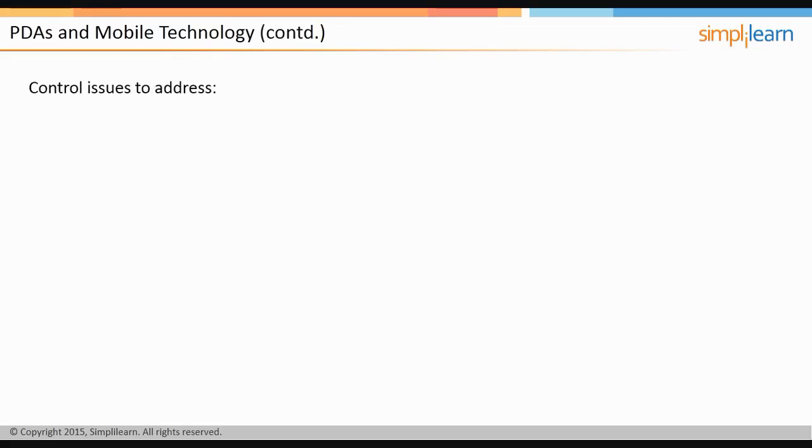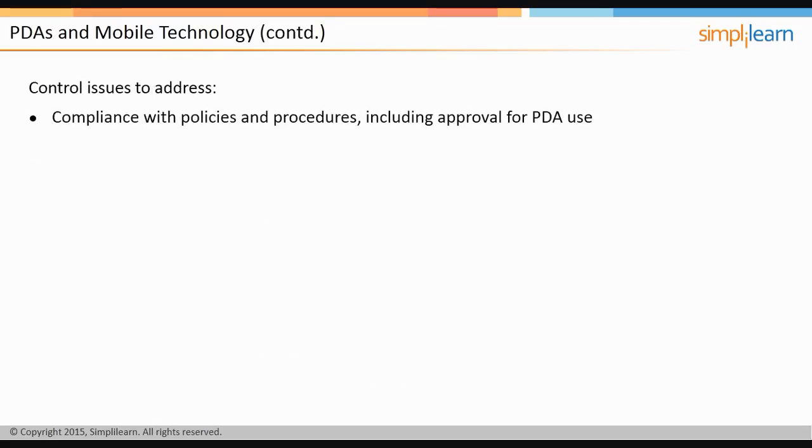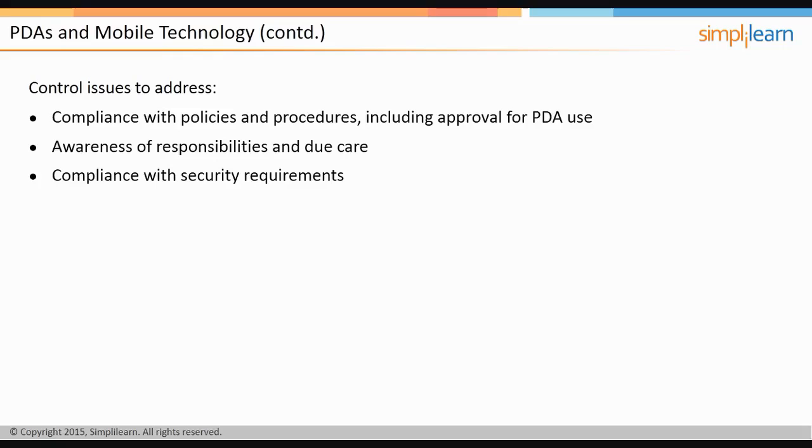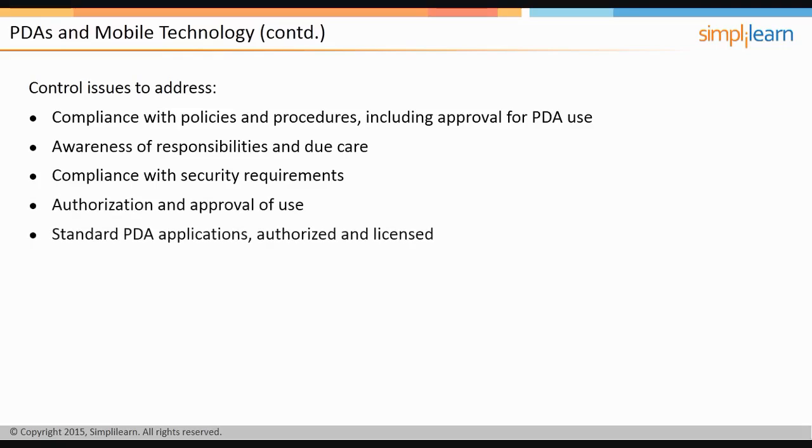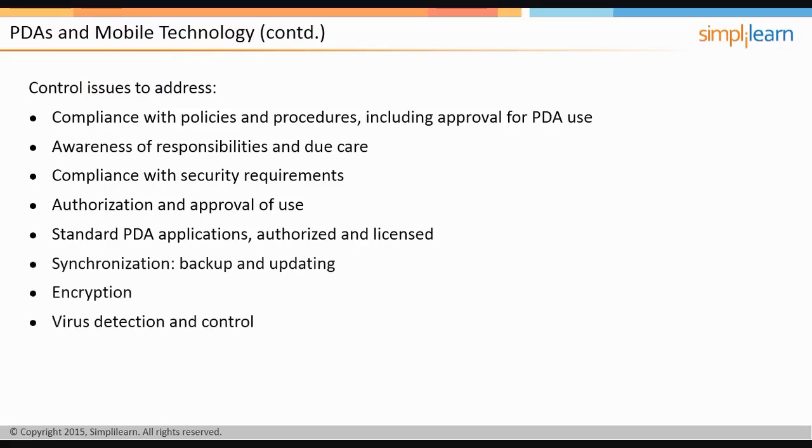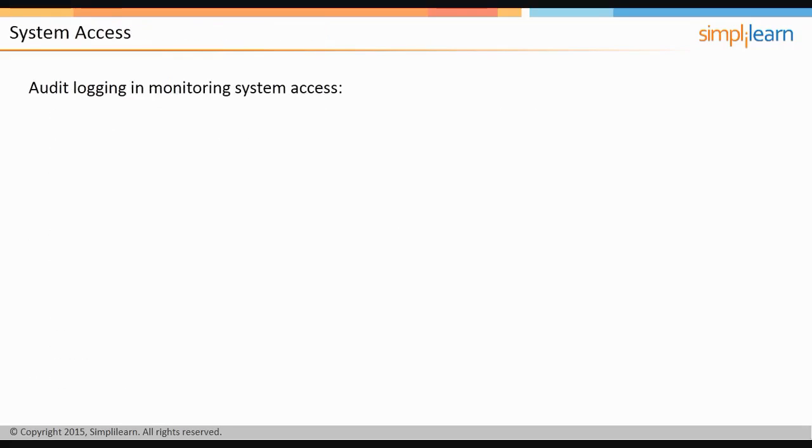Control issues to address are compliance with policies and procedures including approval for PDA use, awareness of responsibilities and due care, compliance with security requirements, authorization and approval of use, standard PDA applications authorized and licensed, synchronization, backup and updating, encryption, virus detection and control, device registration, camera use, audit logging in, monitoring system access.